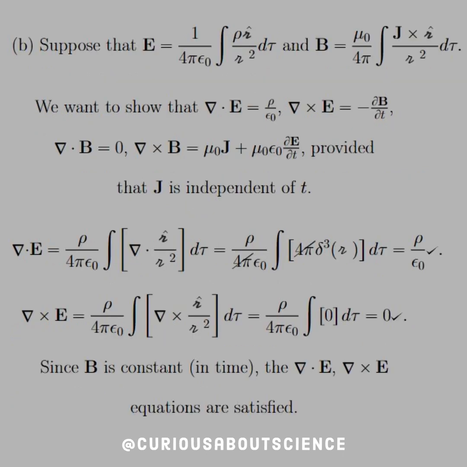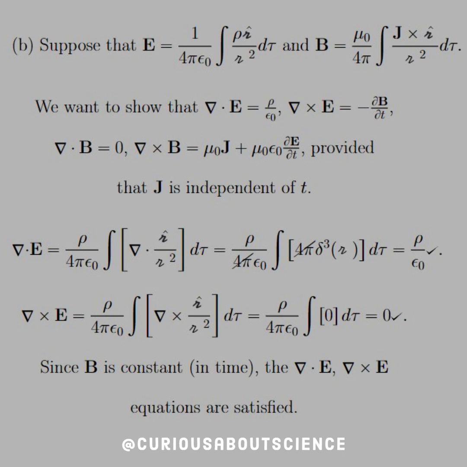All right, so B. Suppose that E is equal to 1 over 4 pi epsilon naught integral of rho script r hat over script r squared d tau, and B is equal to mu naught over 4 pi integral of J cross script r hat over script r squared d tau. So what we want to show is that the divergence of E is equal to rho over epsilon naught, and the curl of E is equal to the negative time derivative of B. Similarly, the divergence of B is equal to 0, and the curl of B is equal to mu naught J plus mu naught epsilon naught dE/dt, provided that J is independent of t.